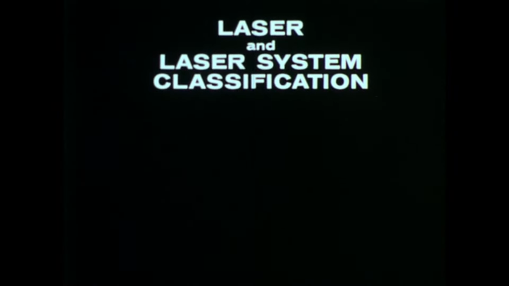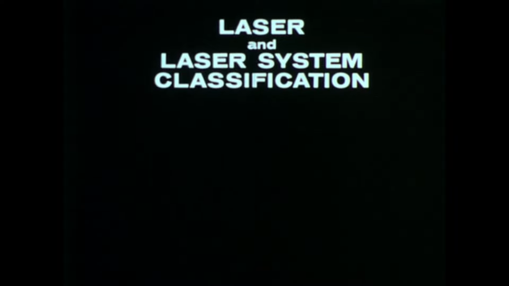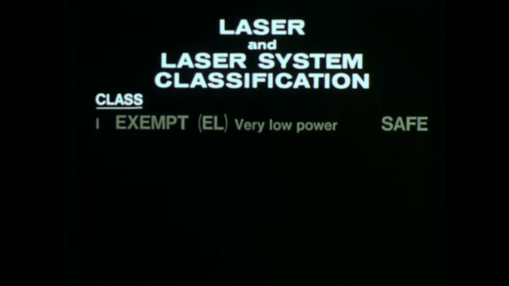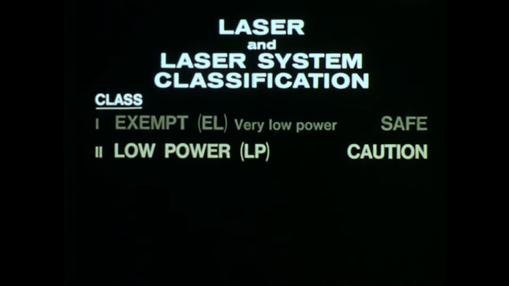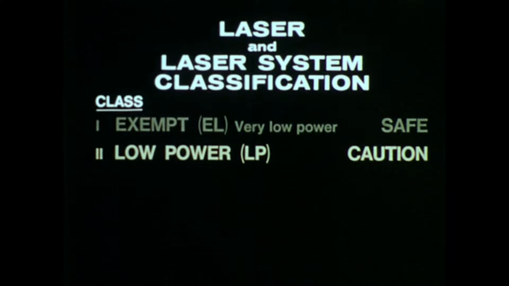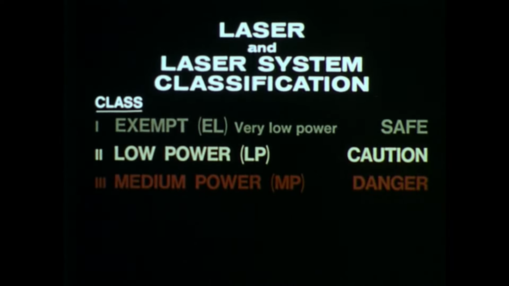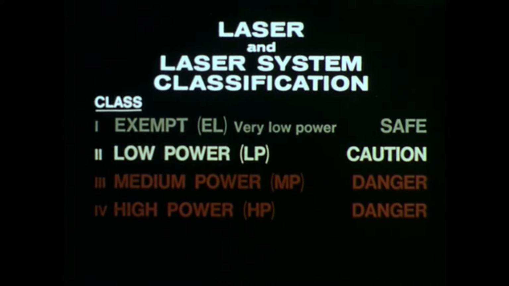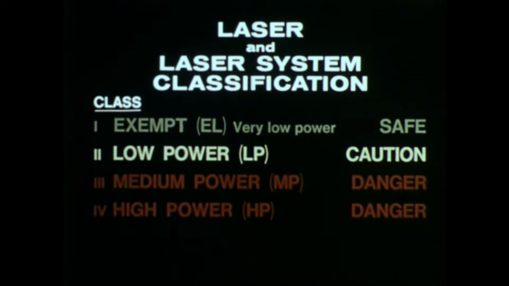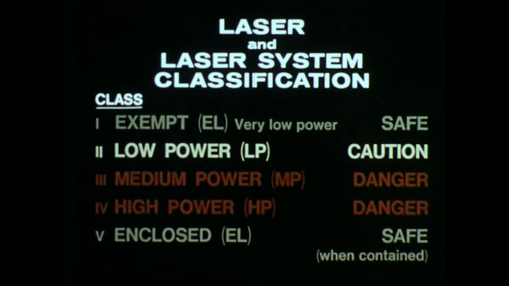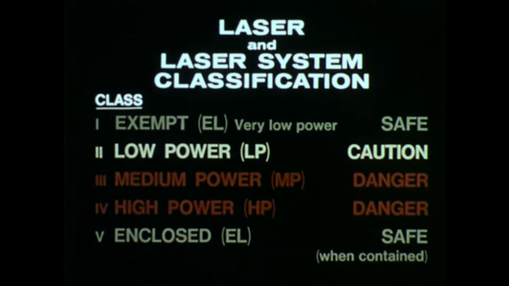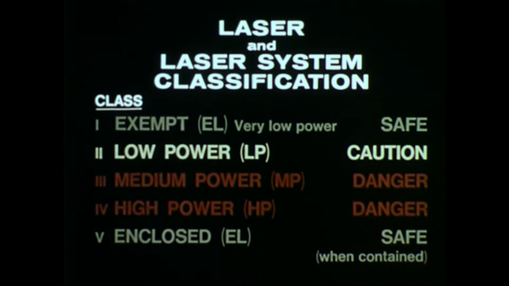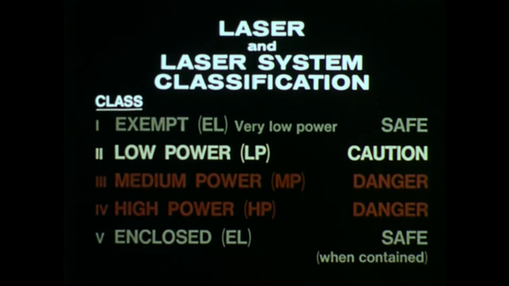Government and industry standards have classified lasers into five safety-related categories. Class 1 consists of very low-power lasers with completely harmless radiation. Class 2 consists of low-power lasers which require precautions against continuous direct viewing of the beam. Class 3 consists of medium-power lasers which require appropriate protective safety goggles during viewing of the beam. Class 4 consists of high-power lasers which can damage the eye or skin of an unprotected viewer. Protective eyewear and clothing are required. Class 5 consists of low, medium, or high-power lasers which are safely enclosed. As long as the potentially hazardous optical radiation is contained during laser operation, these lasers are harmless.